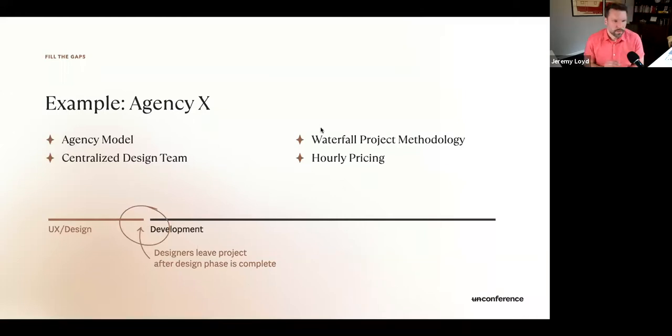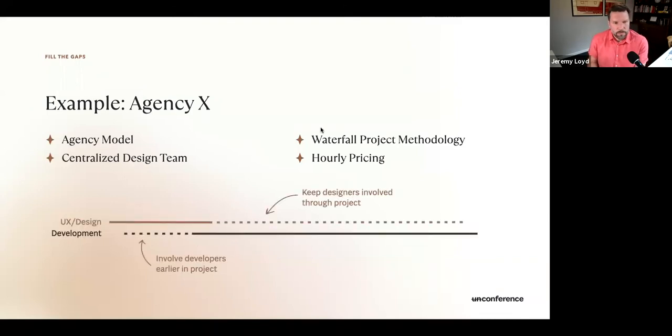So if we go back to our example here, where we've identified this gap, what about trying something like this where the project path looks a little bit different? There's some overlap between UX and design and development. And these dotted lines that I'm showing here at the bottom indicate you're on the project, but you're not full-time on it. You might be in different meetings, just getting context for the project.